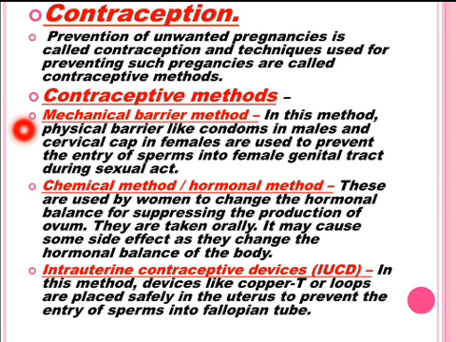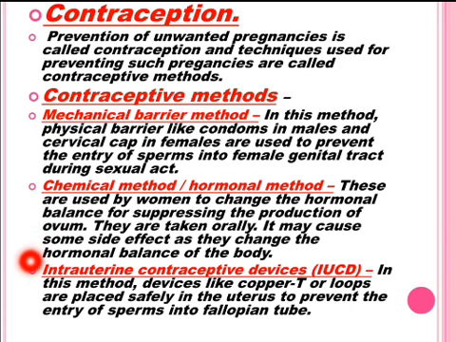In this method, physical barriers like condoms in males and cervical caps in females are used to prevent the entry of sperm into the female genital tract or reproductive tract during sexual acts. Second, the chemical method or hormonal method. These are used by women to change the hormonal balance for suppressing the production of ovum. They are taken orally. It may cause some side effects as they change the hormonal balance of the body.